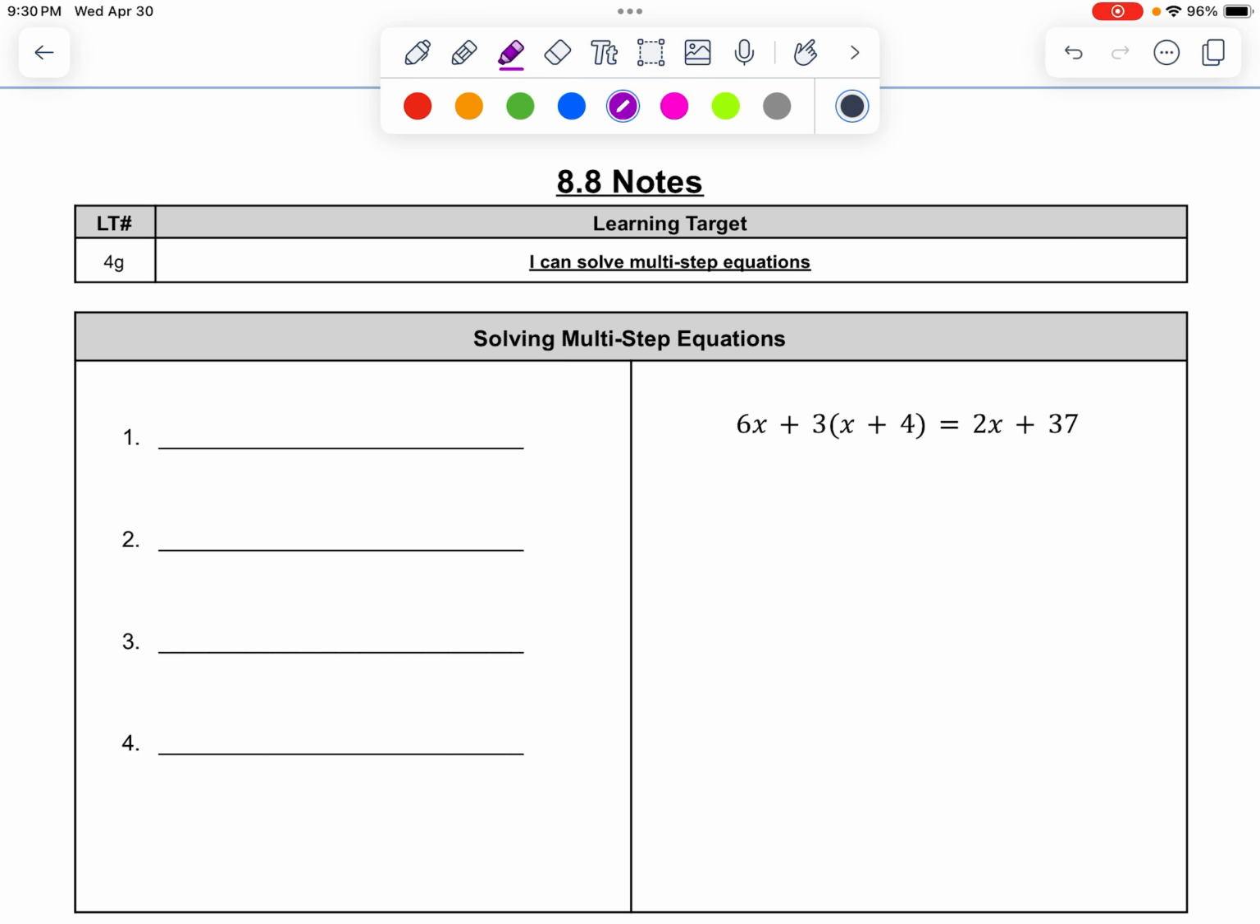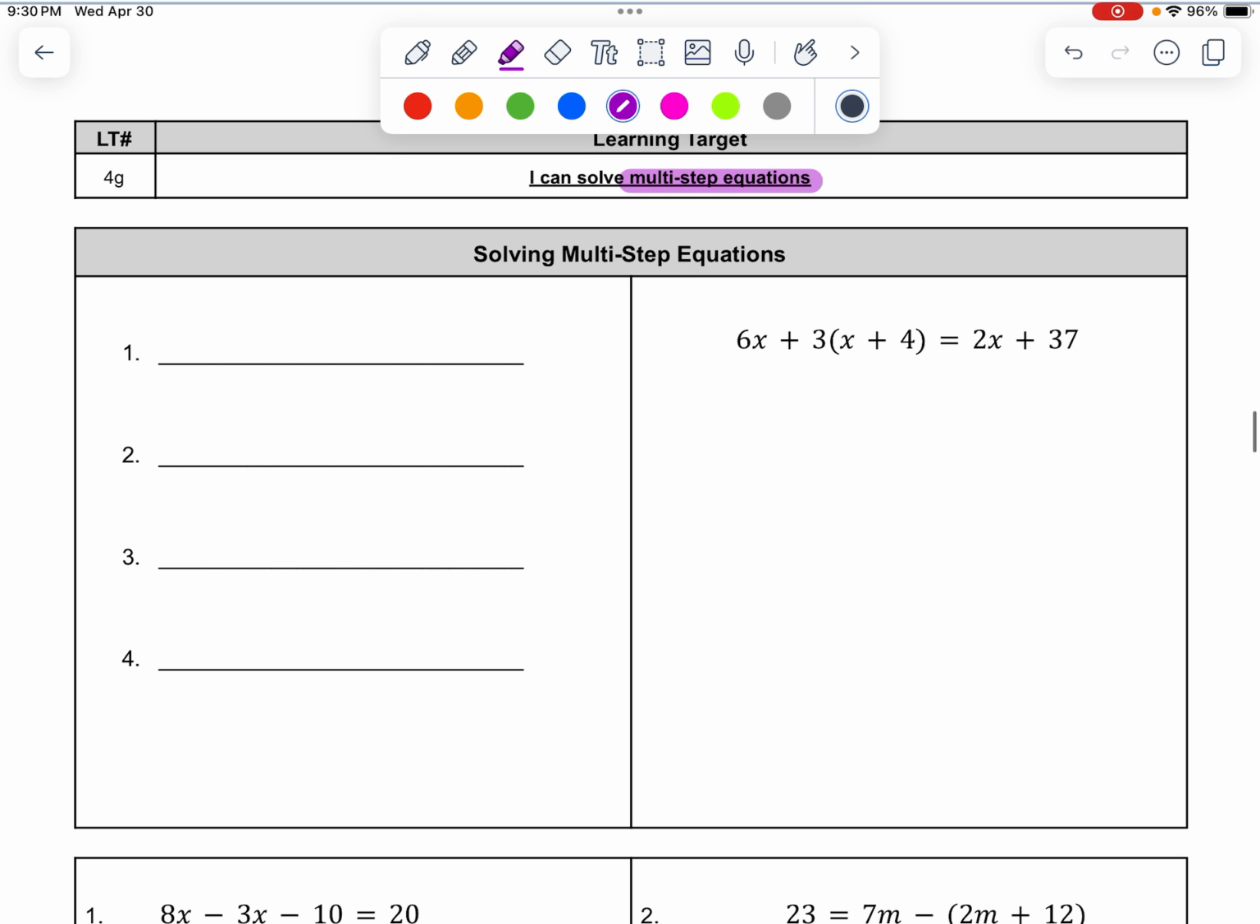Hi everybody! In today's video, I'm going to be going through the notes for lesson 8.8, which is going to be all about multi-step equations. Now this is really the whole enchilada. This is the whole thing, and this is pretty much as complicated as equations can get. So let's go through the overall plan before we actually do any problems.